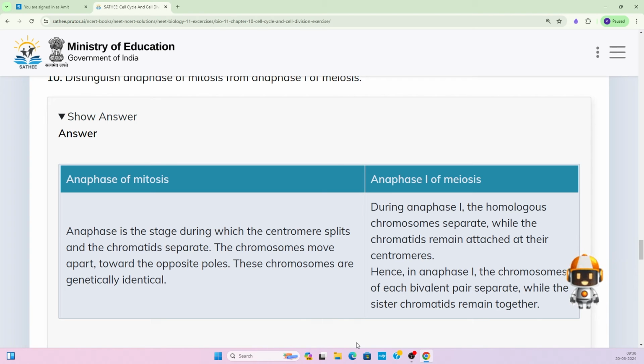Now, if we see in the case of anaphase 1 of meiosis, during anaphase 1, the homologous chromosomes get separated, right? While the chromatids remain attached at their centromere. The homologous chromosomes are separated. They are not close to each other, the whole part of the chromosome. But yes, the chromatids still remain attached at the centromere region. Hence, in anaphase 1, the chromosomes of each bivalent pair separate while the sister chromatids remain together.